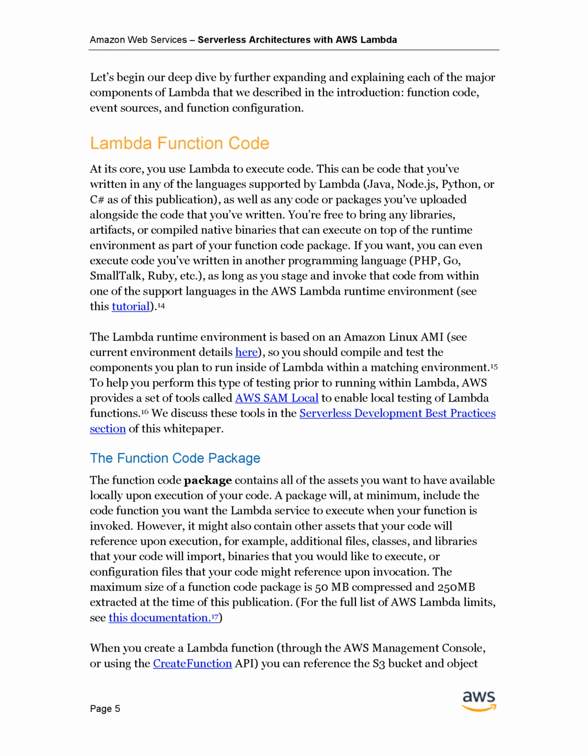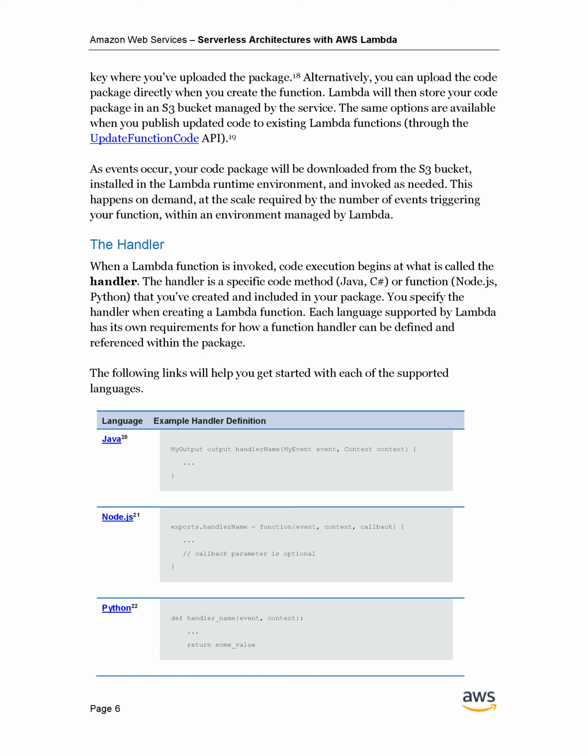When you create a Lambda function, through the AWS Management Console, or using the Create Function API, you can reference the S3 bucket and object key where you've uploaded the package. Alternatively, you can upload the code package directly when you create the function. Lambda will then store your code package in an S3 bucket managed by the service. The same options are available when you publish updated code to existing Lambda functions through the Update Function Code API.